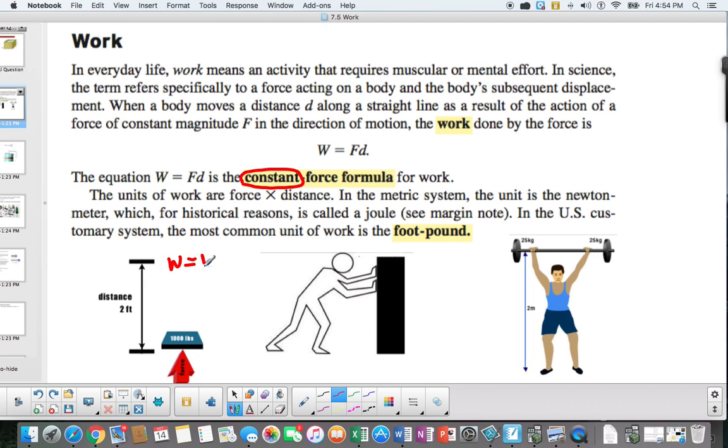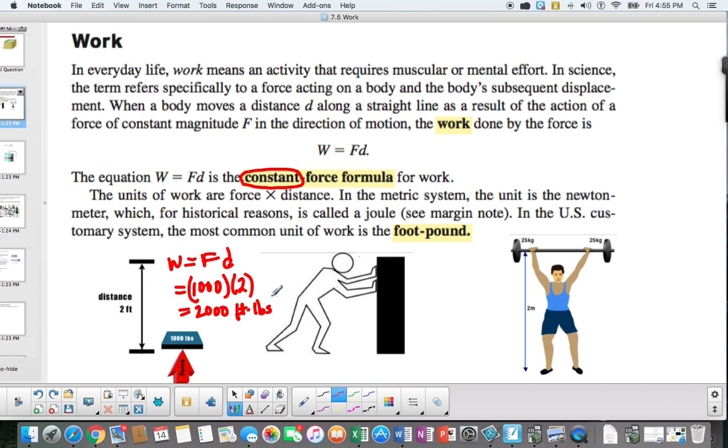Work is equal to force times distance, and the force is the weight going from the bottom to the top, so this is going to be 1,000. The force does not change at all, it's always going to be 1,000 pounds, and you're going to multiply it by the distance, which is 2. This is in pounds, this is in feet, so this answer will be 2,000 what we call foot-pounds.